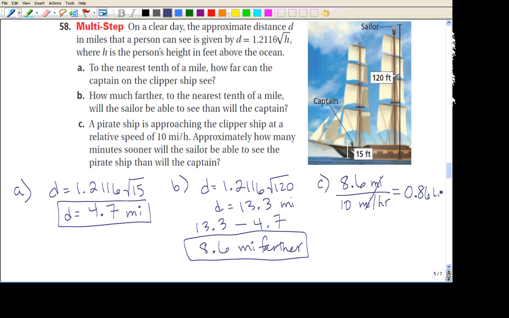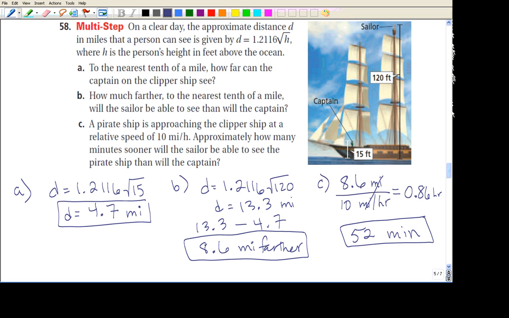0.86 hours. But it asked how many minutes, so we need to change this into minutes, so we'll multiply it by 60, so we'll get 52 minutes. So the sailor will see the pirate ship 52 minutes before the captain.